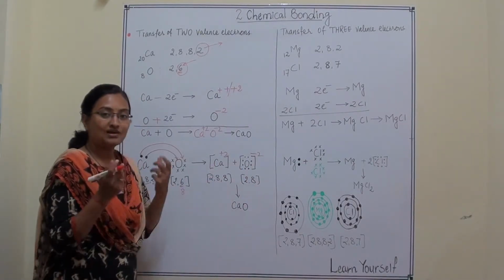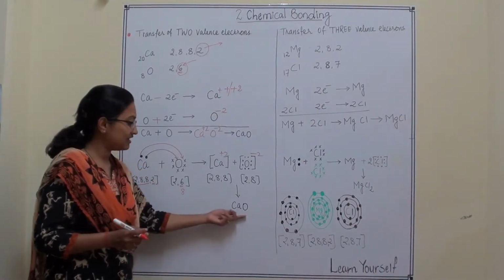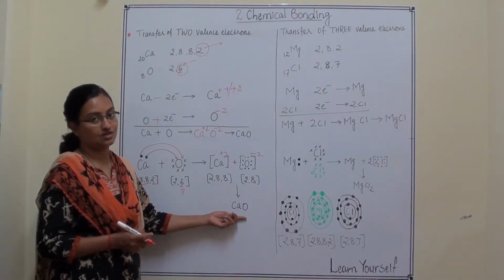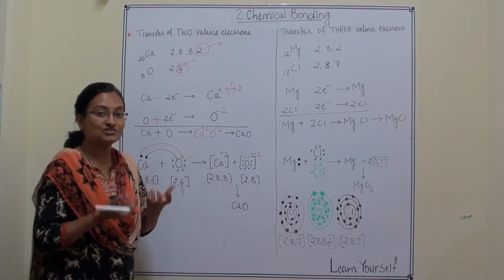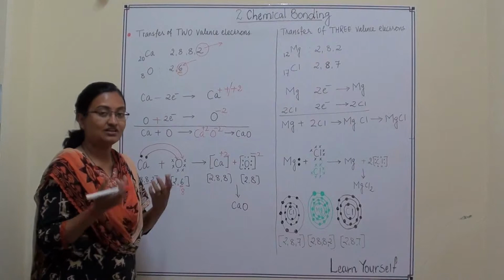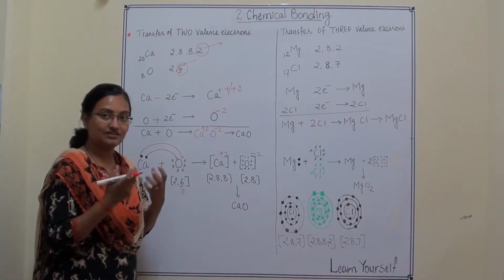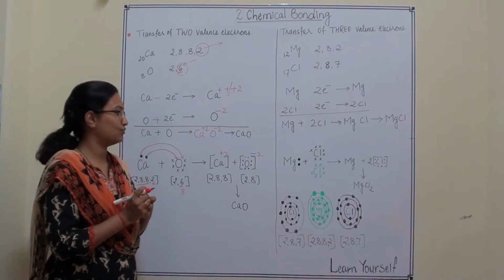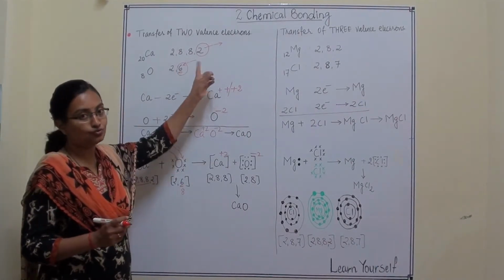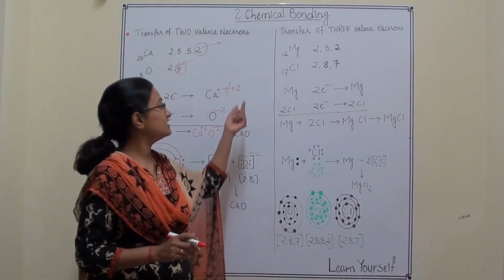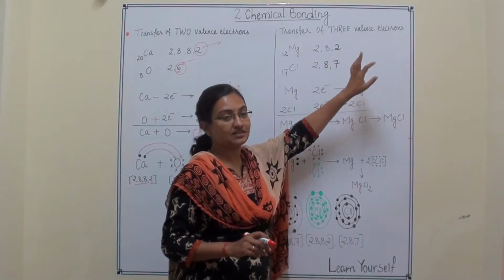These two will combine with electrostatic force of attraction and they will become calcium oxide. Because the cation and anion are oppositely charged atoms, they will be attracted to each other and they will combine and form an electrovalent bond. This is by transfer of 2 valence electrons. Now we will see another example of a transfer of valence electrons.